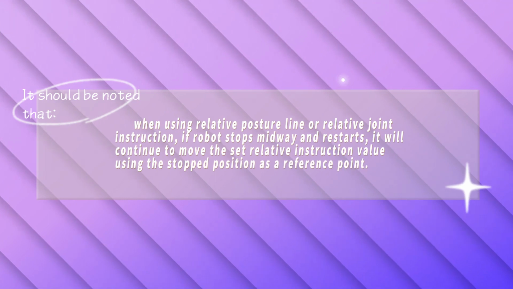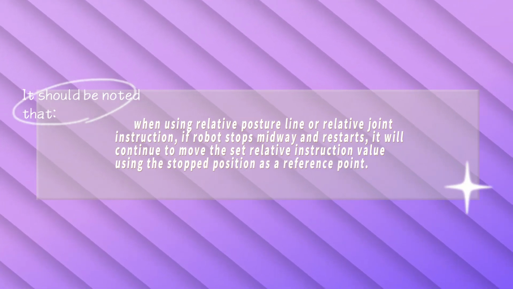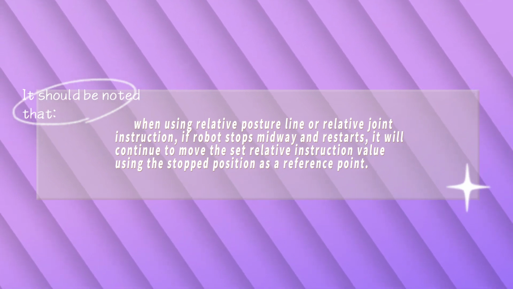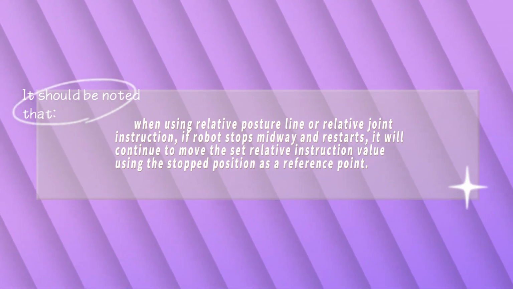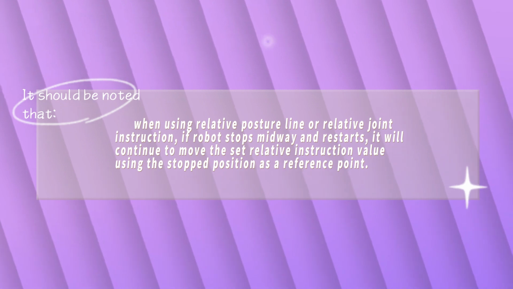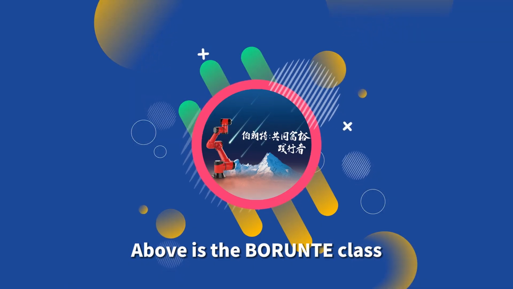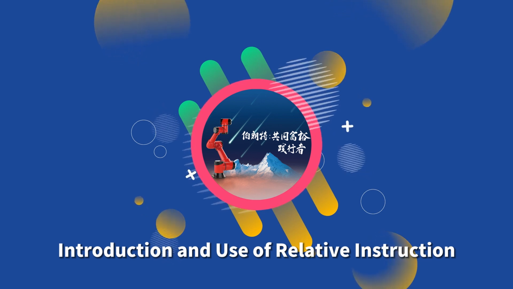It should be noted that when using relative posture line or relative joint instruction, if the robot stops midway and restarts, it will continue to move the set relative instruction value, using the stop position as a reference point. Above is the BORUNTE class, introduction, and use of relative instruction.